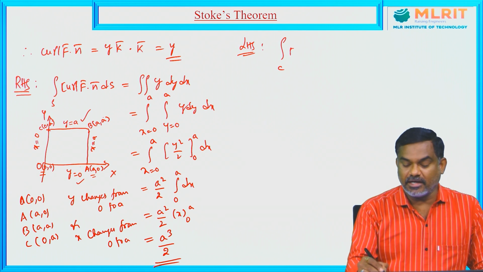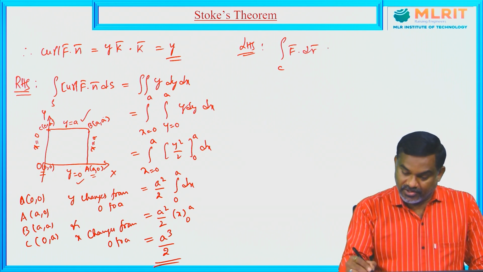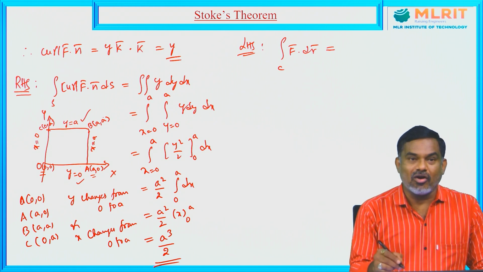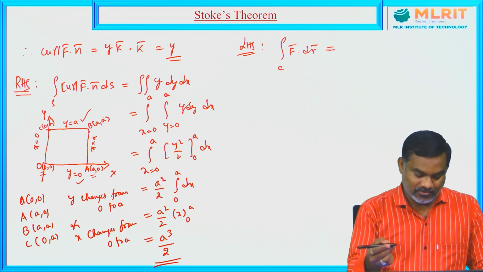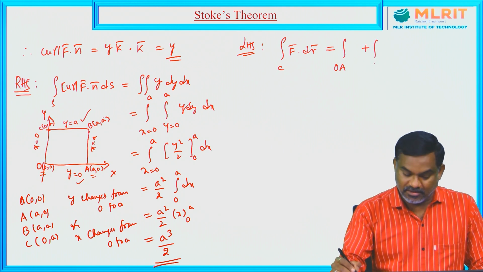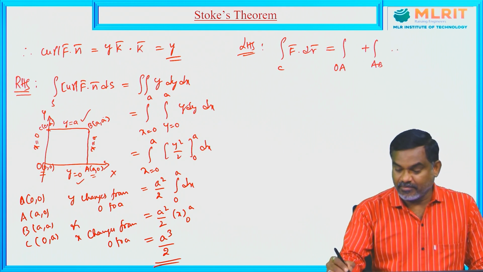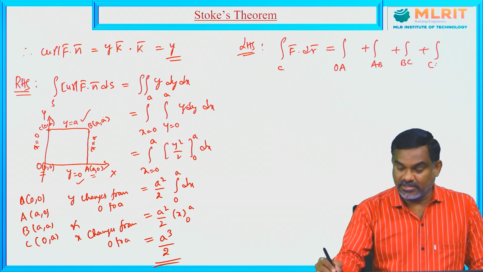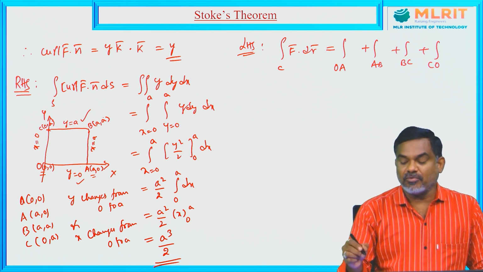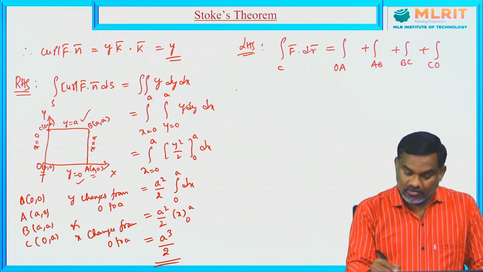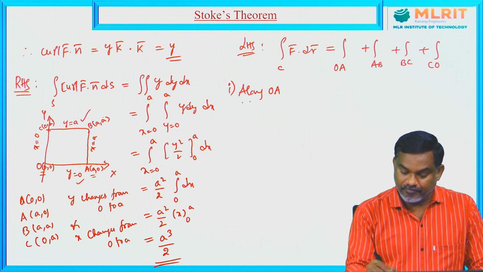Now coming to LHS, what is LHS? The line integral of f bar dot dr bar. Line integral means we need to evaluate the integral along each line or each curve. So here this is the sum of the line integral along OA plus the line integral along AB plus the line integral along BC plus the line integral along CO. So this is the sum of 4 line integrals. We need to calculate one by one. Now the first one, along OA.